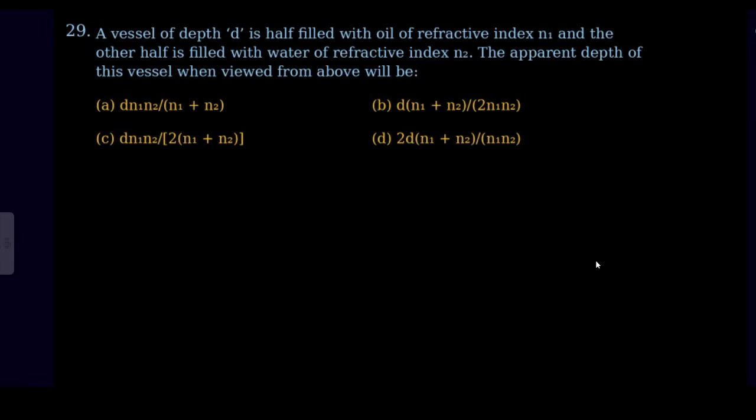A vessel of depth D is half filled with oil of refractive index N1 and the other half filled with a refractive index N2. The apparent depth of the vessel when viewed from above is? This is a similar kind of problem, isn't it? We have seen it earlier.